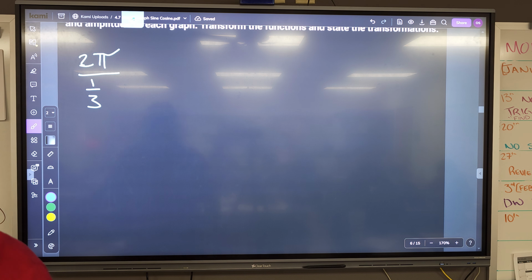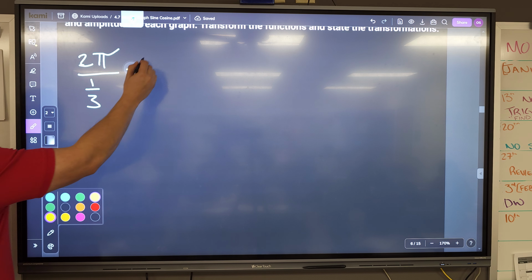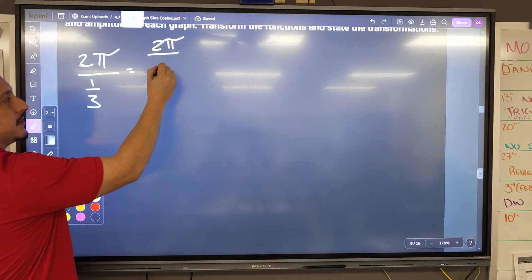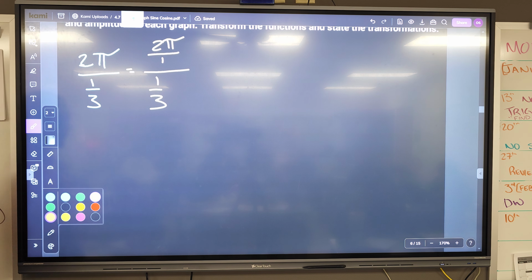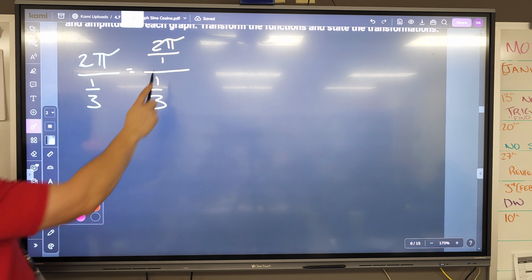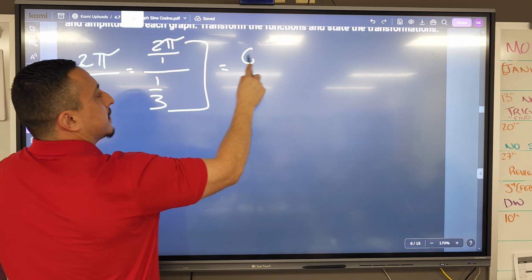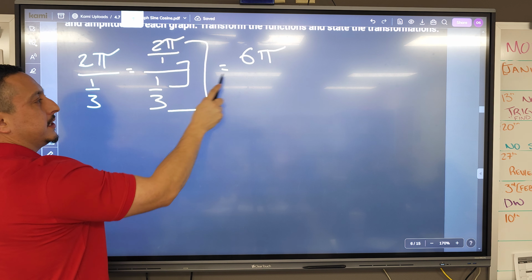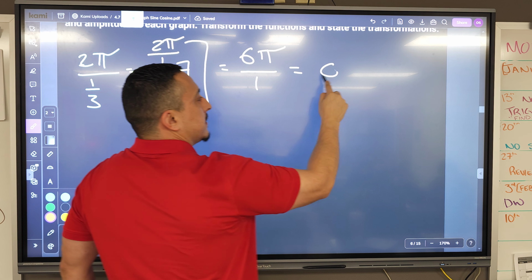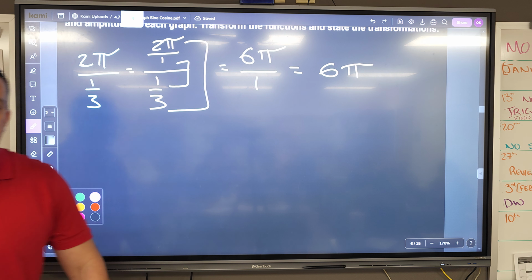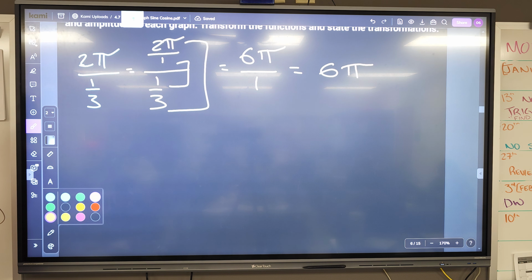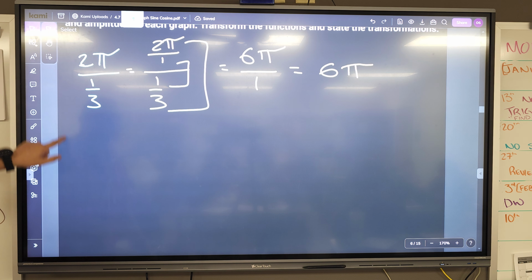Okay, here we go, guys. Once you do it a couple of times, you'll get it. So there's the hamburger, right? Buns, meat and cheese. Anything divided by 1 is the same thing, so it's just 6 pi. How many of you got 6 pi? Okay, good. So that's how you do it.